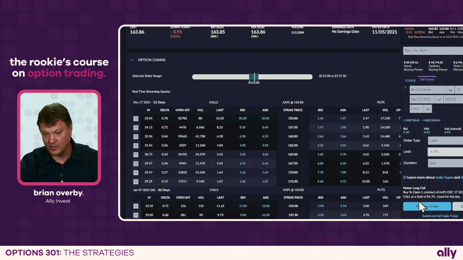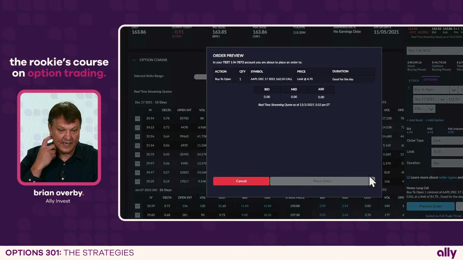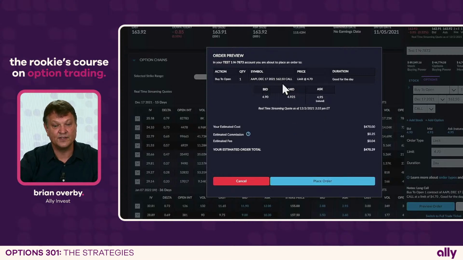I will even hit preview trade. How about that? Let's make the limit below the market. I don't want to buy it in this test account. So I'm going to go below the market at 4.70. And this is the way the order ticket would look. Buying to open 1 Apple, December 17th, 2021. Notice we're highlighting the expiration date and the year. 162.50 strike call at a limit price of $4.70. This is a good for the day order. Means it's good for this market right now that we have a half hour left in. And here's your estimated cost, your estimated fees, and your estimated order total overall on that position.